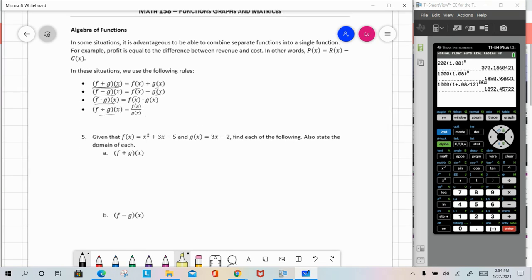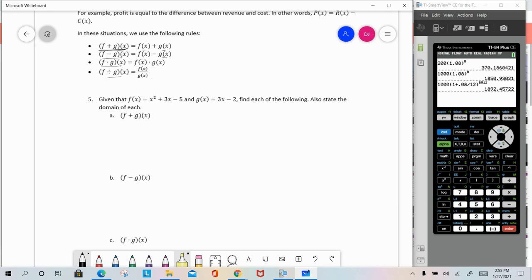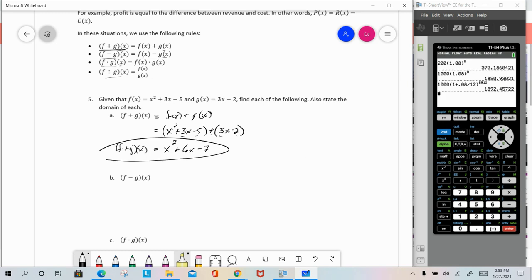So one quick example here, f plus g of x. I'm simply going to add f of x plus g of x. Okay, that's all I'm going to do. F of x is x squared plus 3x minus 5 plus g of x, which is 3x minus 2. And now I'm simply going to combine my like terms, x squared plus the 3x is 6x, minus 5 and minus 2 is negative 7. F plus g of x equals, and there you go.